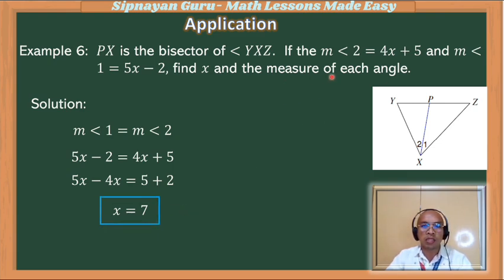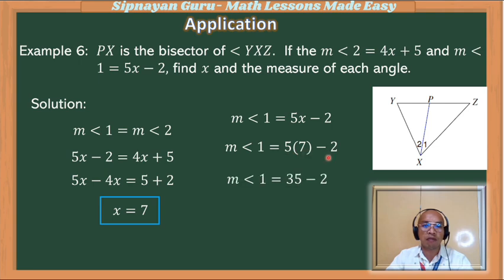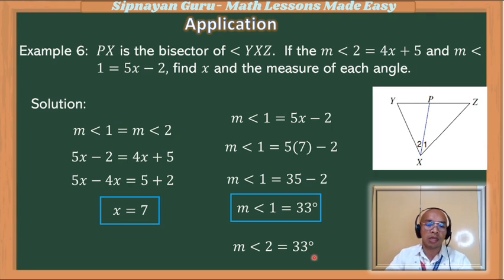Now another question is the measure of each angle. So if x is 7, what is the measure of angle 1 and measure of angle 2? The measure of angle 1 is 5x minus 2. So if x is 7, substitute. 5 times 7 is 35. Then minus 2 is 33. So the measure of angle 1 is 33 and they are equal to the measure of angle 2. So our angle 2 is also 33 degrees.